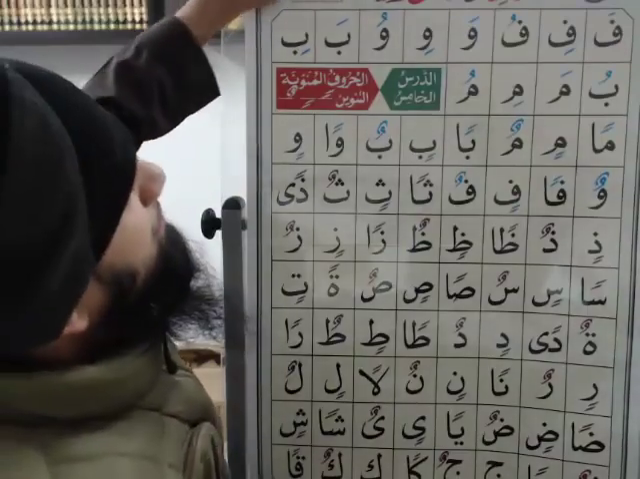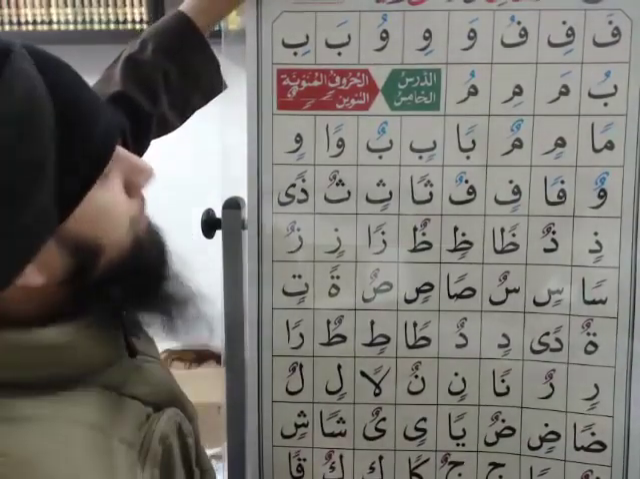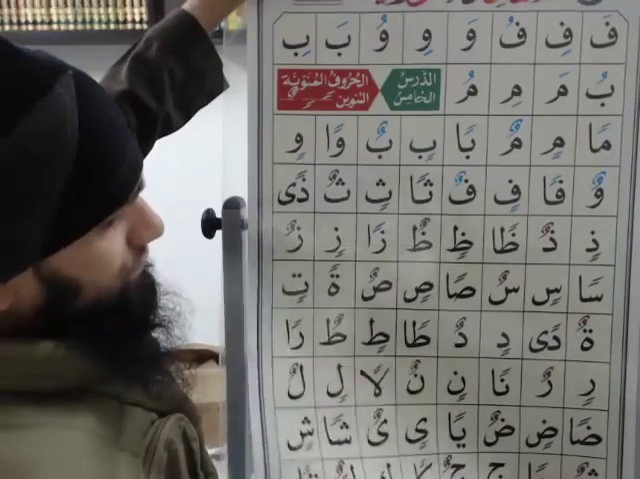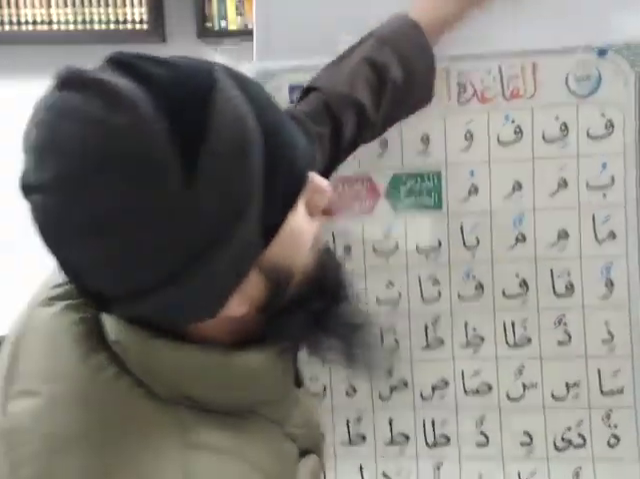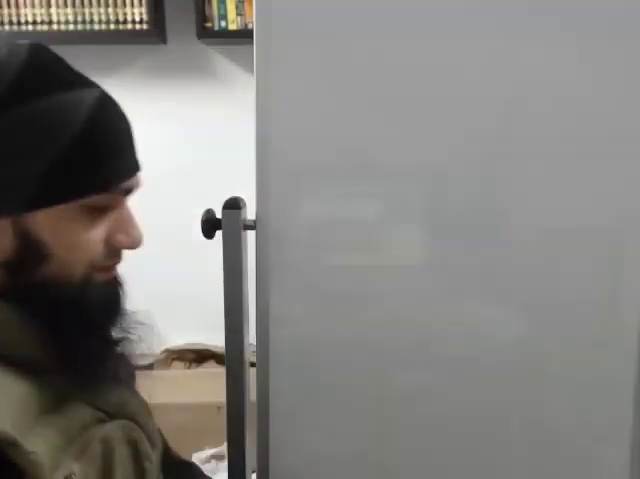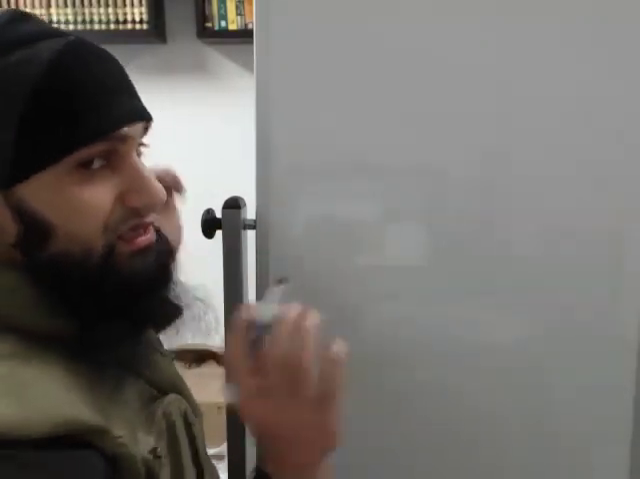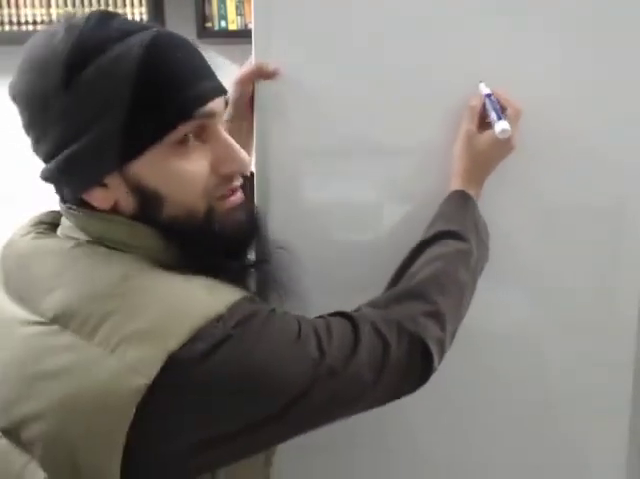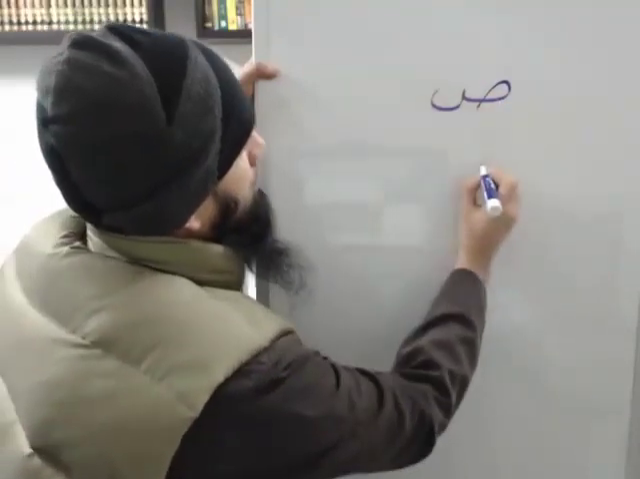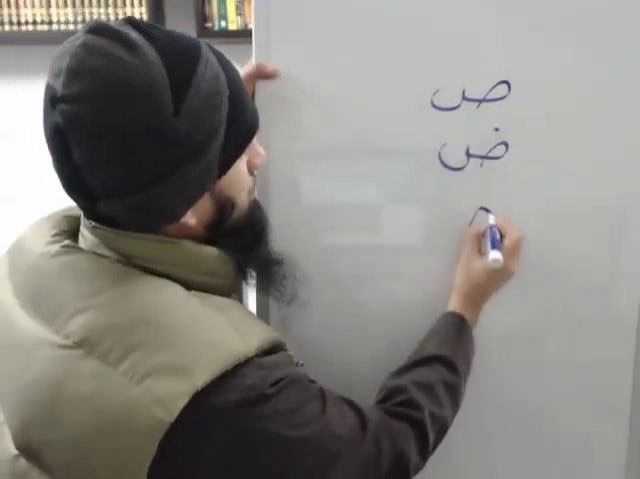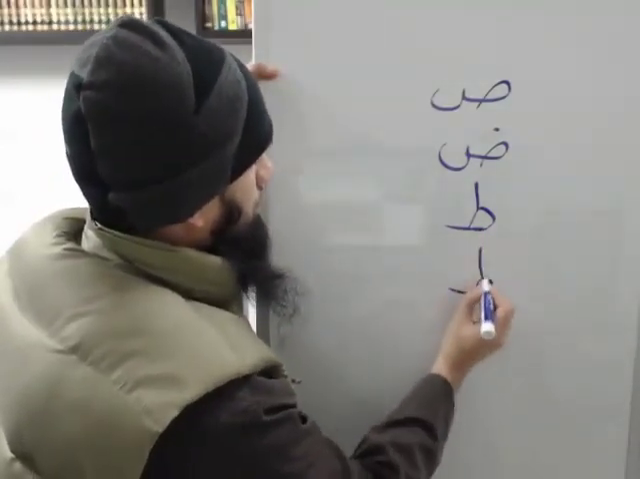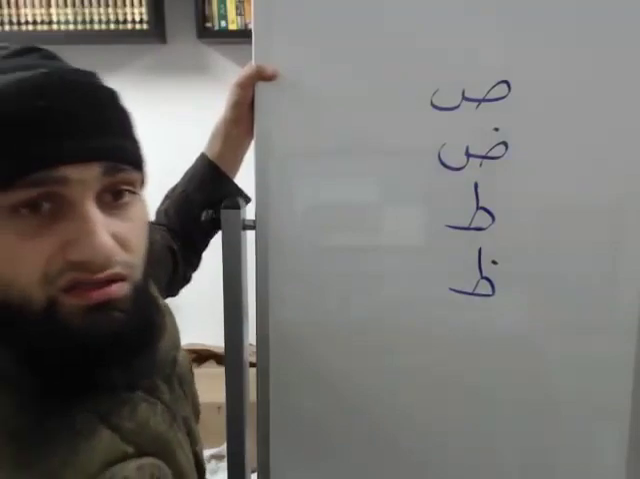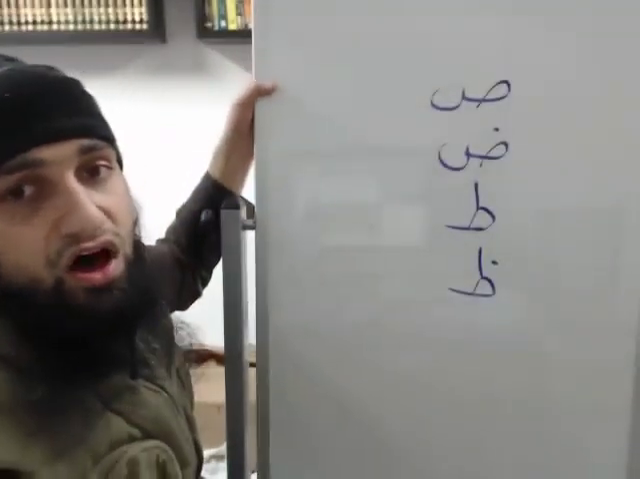Now, before we conclude, you should repeat the lesson one more time. But what I'm going to cover with you is something important. You see all of the heavy letters, especially these four, look at these. Sad, Dad, Ta and Dha.